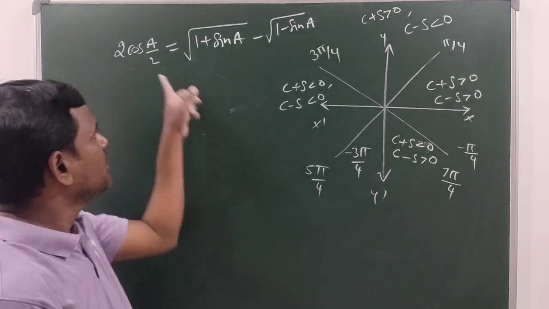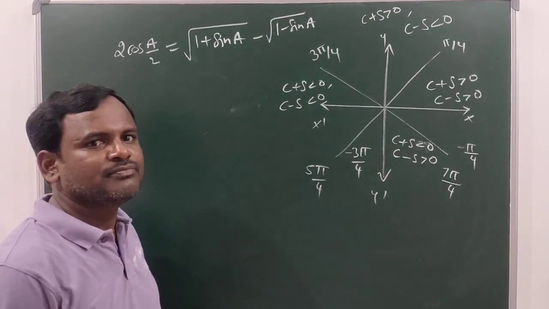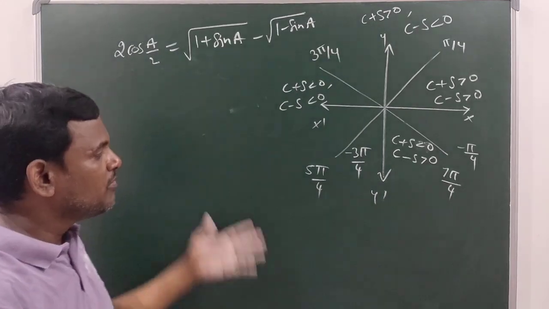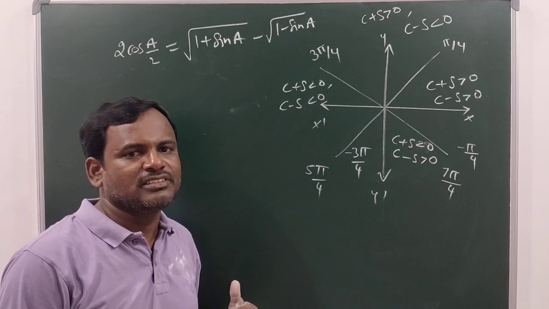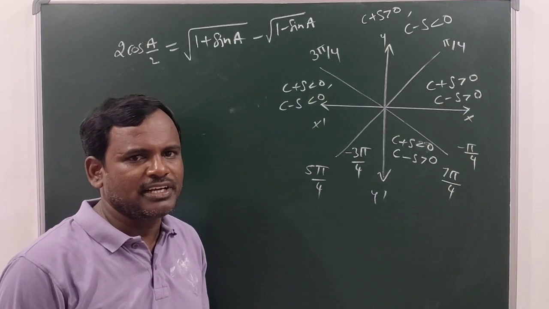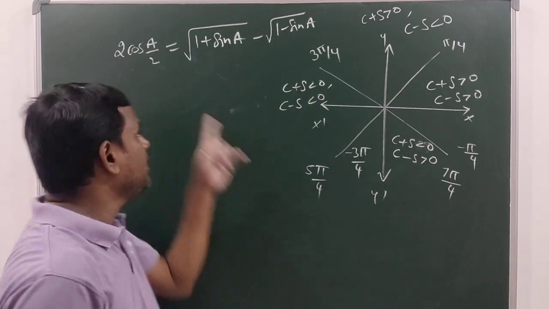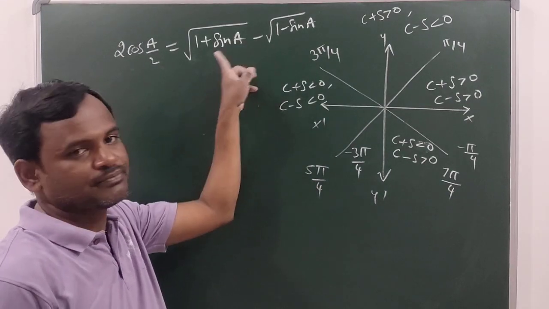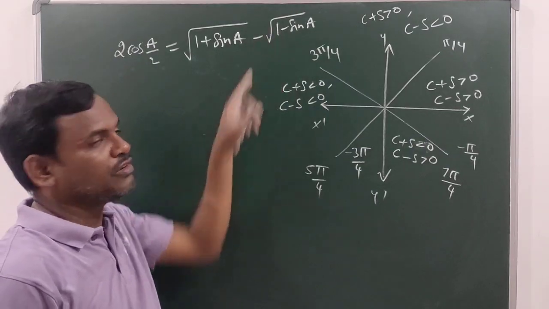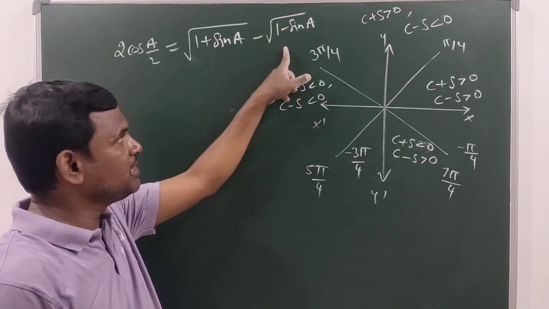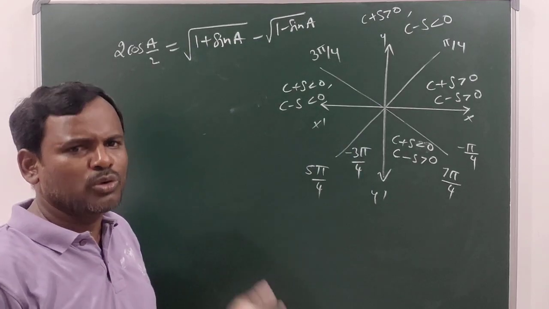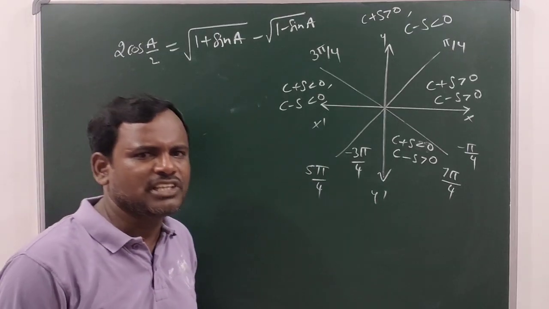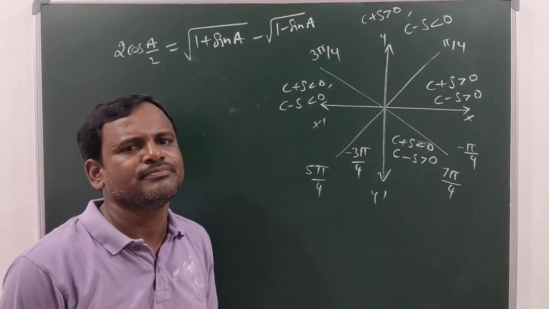Understood my question? This expression is given and they are asking us to find which of the following intervals a by 2 belongs to. 4 options will be given. Now find the right answer for this a by 2. Okay, this is the question. Square root of 1 plus sin a minus square root of 1 minus sin a. On simplifying this, what we are getting? 2 cos a by 2. They have given this, and a by 2 belongs to which of the following intervals?